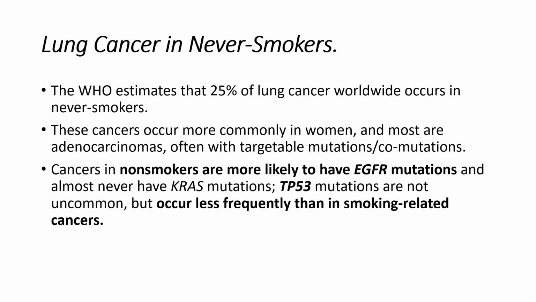The World Health Organization estimates that 25% of lung cancer worldwide occurs in never smokers. These cancers occur more commonly in women, and most are adenocarcinomas, often with targetable mutations or co-mutations. Cancers in non-smokers are more likely to have EGFR mutations and almost never have KRAS mutations. TP53 mutations are not uncommon, but occur less frequently than in smoking-related cancers.